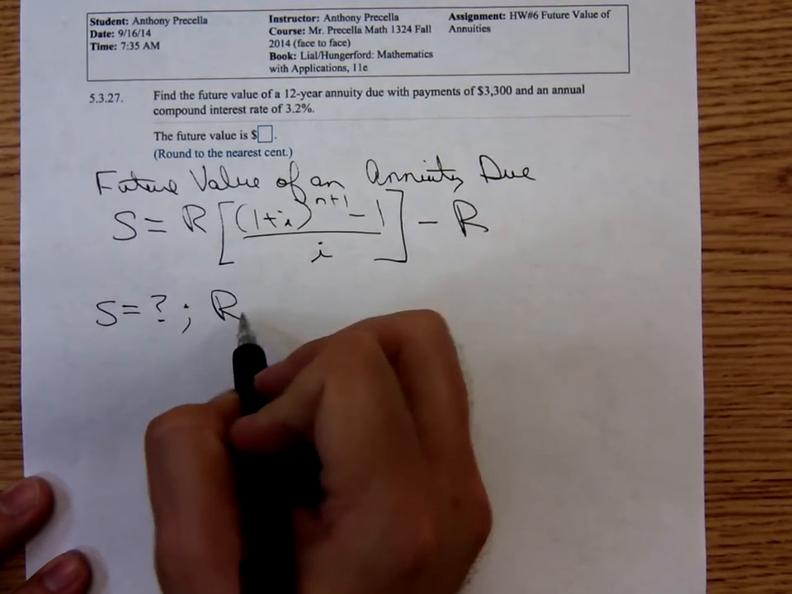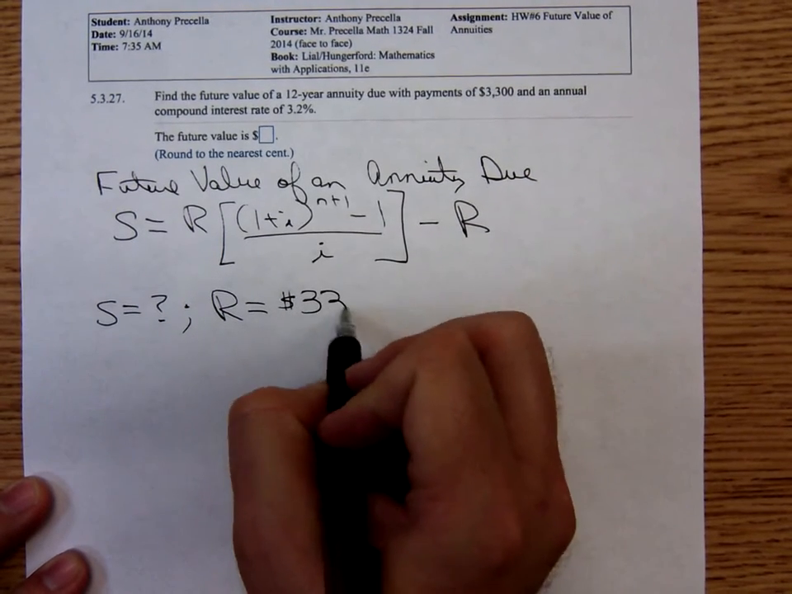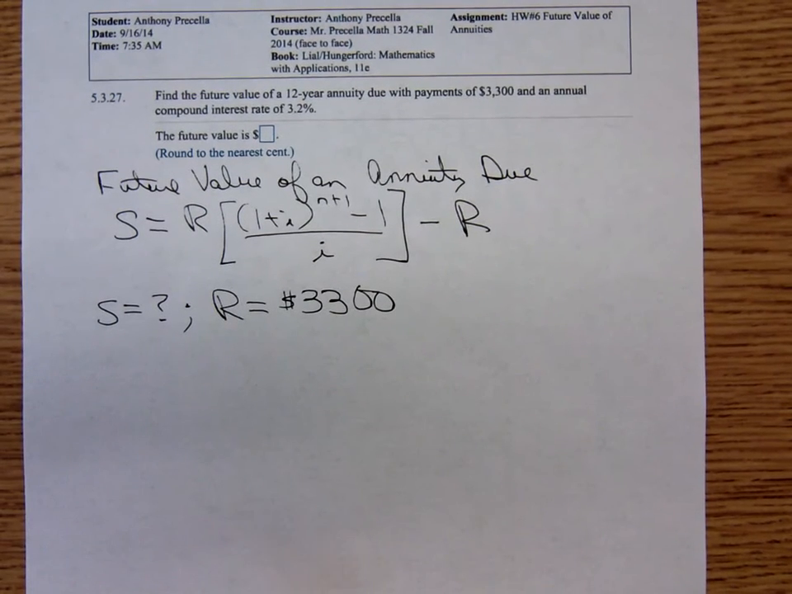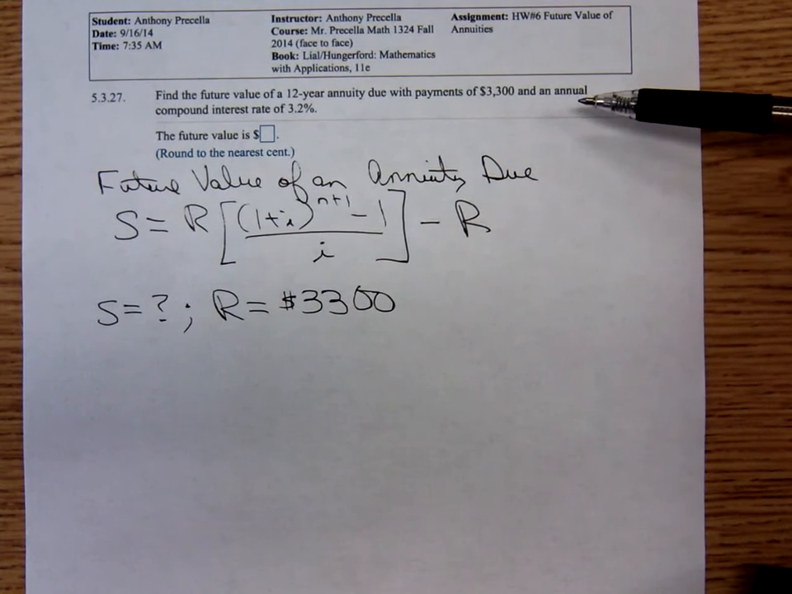R, the amount of the periodic payment. These people are depositing $3,300 at the beginning of each year into the account. We know that they're making an annual payment because the interest is compounded annually.